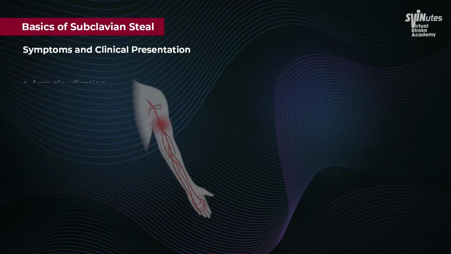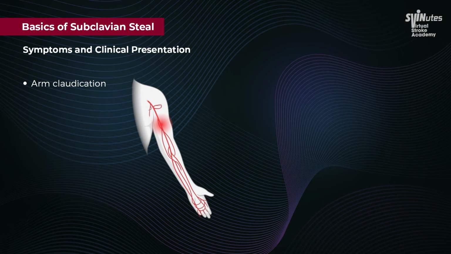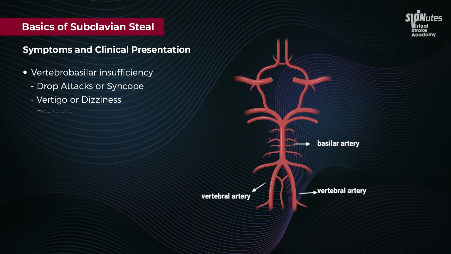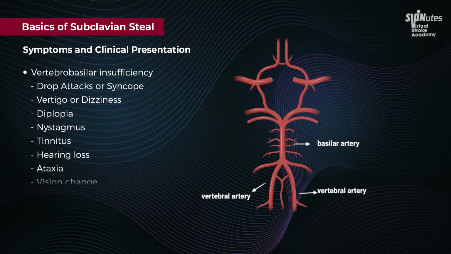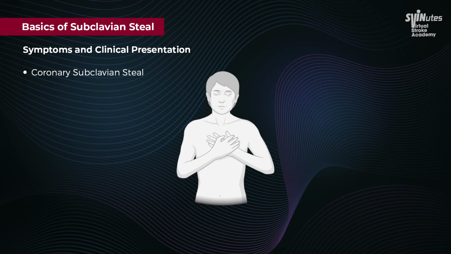Let's talk about symptoms. If symptoms are present, arm claudication is the most common complaint. Occasionally, coolness or paresthesias in the arm can also be noted. Upper extremity exercise, by reducing arterial resistance, increases blood flow to the arm and can precipitate lateralizing symptoms of vertebrobasilar insufficiency among persons without sufficient collateral flow. Vertebrobasilar insufficiency presents classically as drop attacks, but can also manifest as dizziness, disequilibrium, ataxia, diplopia, vision change, nystagmus, tinnitus, or even hearing loss, which highlights the importance of a detailed and thorough neurological exam. Remember, chest pain or angina can also be seen in rare cases of coronary subclavian steal phenomenon.